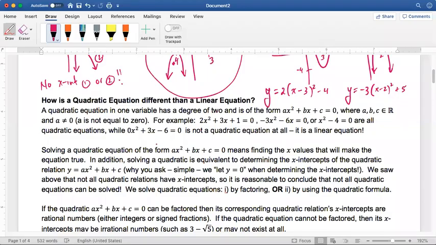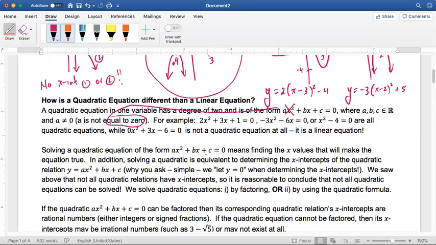Okay, so let's take a look at some theory first. How is a quadratic equation different than a linear equation? Well, a quadratic equation in one variable has a degree of 2, and it's of the form ax squared plus bx plus c equals 0. Now, a, b, and c can be any real number, and of course, a cannot be 0. Because if a is 0, then this term zeroes out, and that would simply be a linear equation.